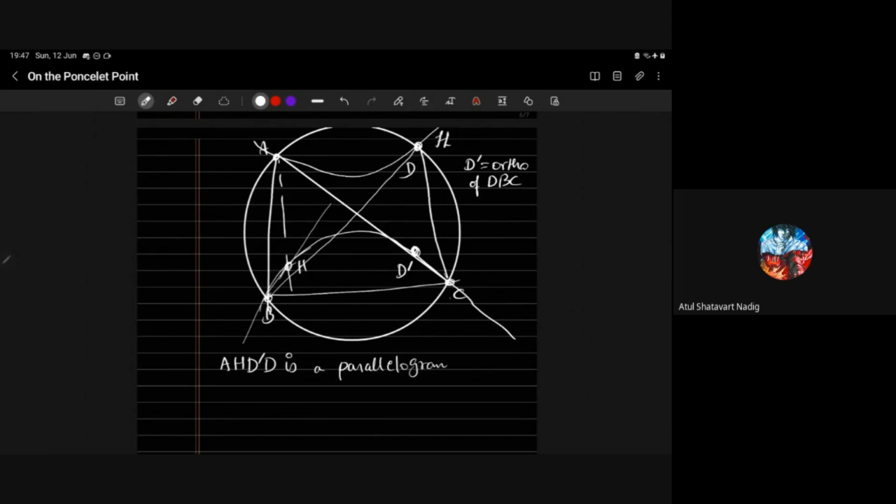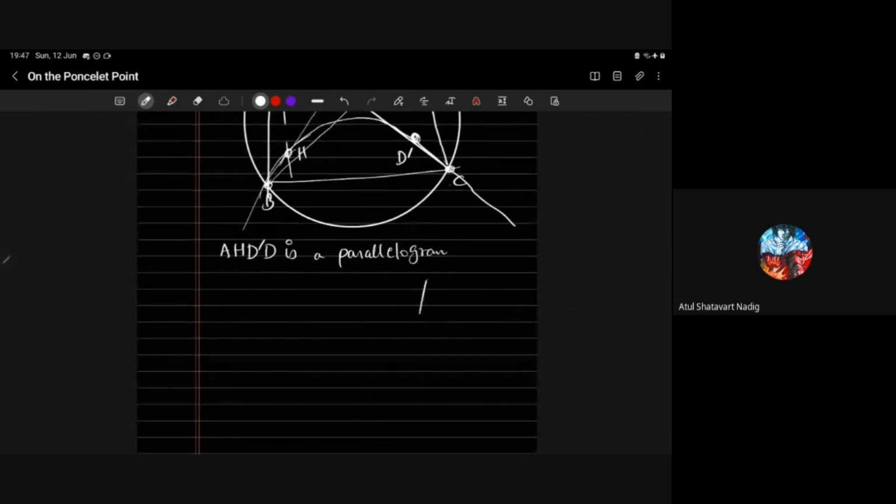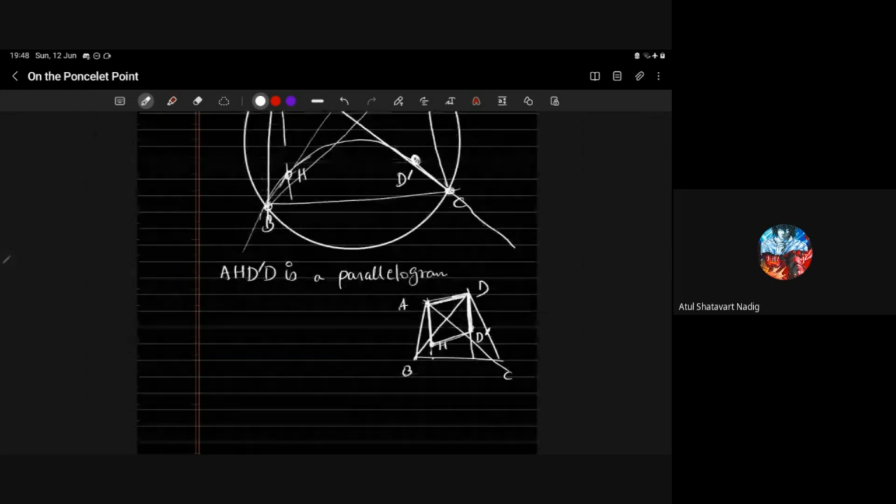In fact, you can remove the hyperbola from the picture to visualize this. So let's take a cyclic quadrilateral ABCD, where the orthocenter of ABC is, let's say, H. The orthocenter of DBC is, let's say, D prime. So if ABCD is cyclic, then I'm saying that this quadrilateral is a parallelogram. Again, proof is not hard. I'll give that as an exercise to you.